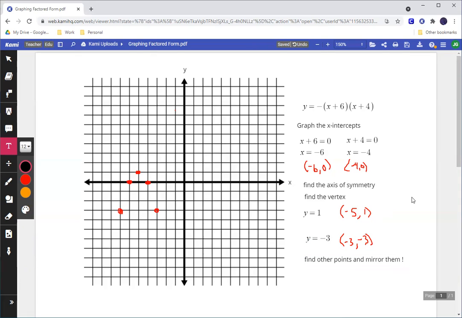So to finish the graph, you could find other points and mirror them. And that's how you graph equations in factored form.